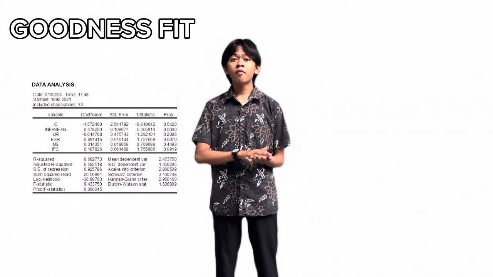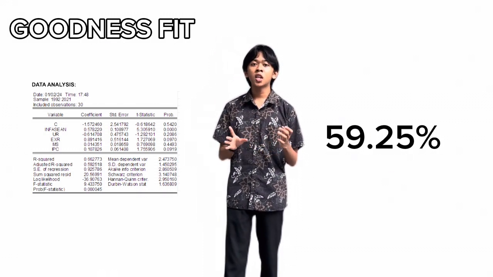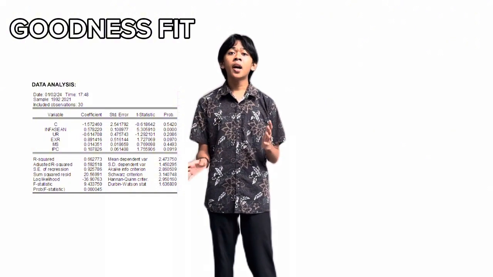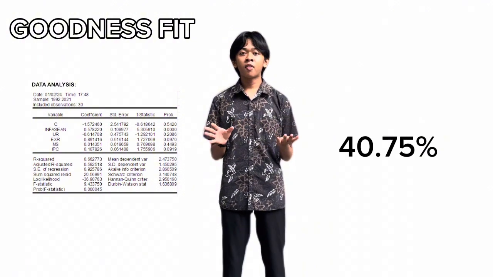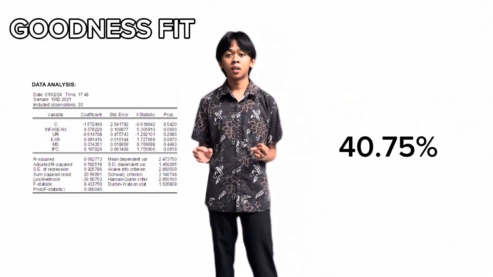The adjusted R-squared value suggests that 95.25% of variation in inflation rate in Malaysia can be explained by the independent variables. The other 40.75% of variation is explained by other variables that are not captured by this model.